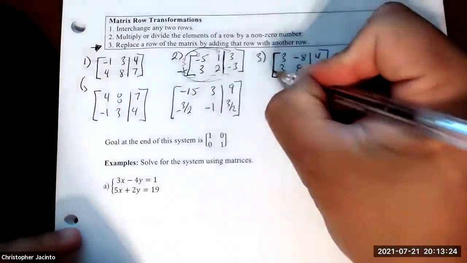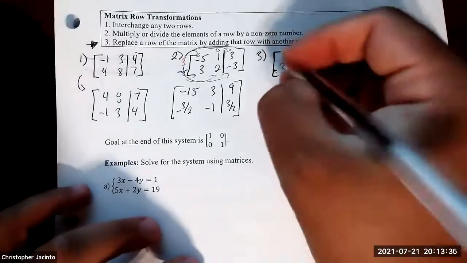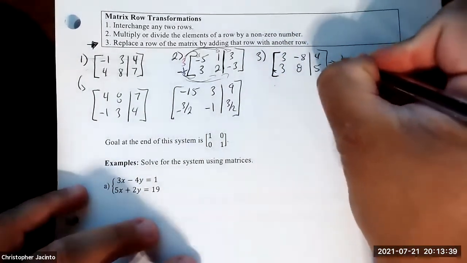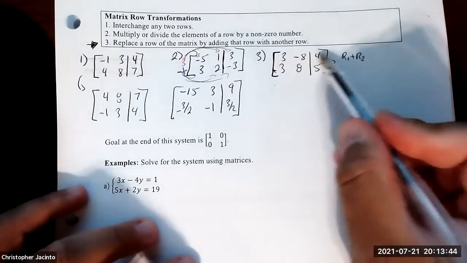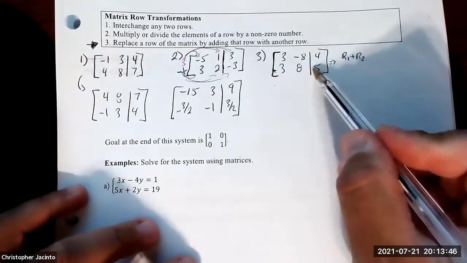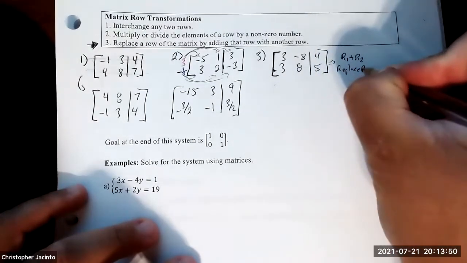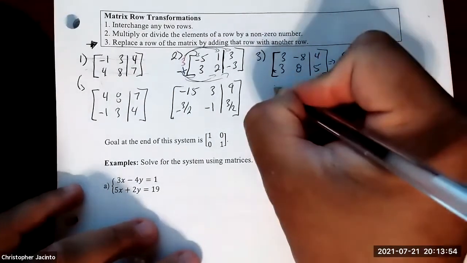It's not a negative, it's just not there. Okay. All right. So when it comes to replacing a row by adding the rows with each other, let's suppose I'm going to add row 1 plus row 2. So I'm going to add this whole thing to that whole thing, and I'm going to replace row 2 with the answer. Okay. Now this is what's happening.